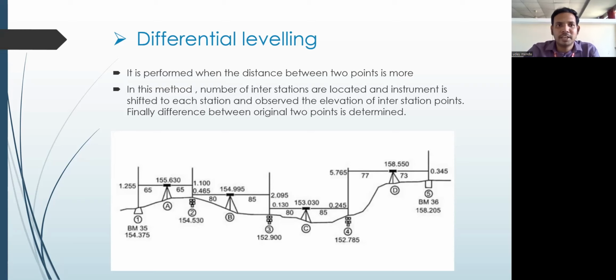The only difference between simple leveling and differential leveling is, in simple leveling, whenever the distance between the two points is less, you place the instrument exactly in between the two points and get the difference of elevation. But in differential leveling, whenever the distance between the two points is more, it is not possible to place the instrument exactly in between the two points and take the reading. So you take intermediate stations, get the difference of elevation between consecutive intermediate stations, and ultimately get the elevations of the starting point and the ending point. If you take the difference of elevation between the two points, you will get the height between the two points. That is about differential leveling.